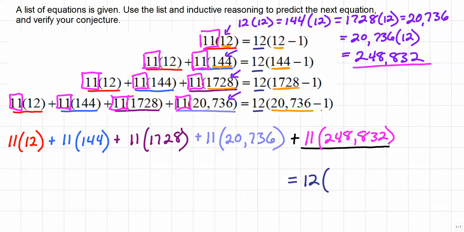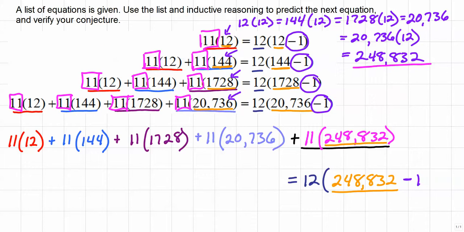And then 20,736 occurs, and likewise 20,736 occurs. So it makes logical sense that the next value that is going to go right here is going to be the exact same value as this. So it'd be 248,832, and you'll notice that throughout this entire sequence we are subtracting 1 from each subsequent value, so we will subtract 1.